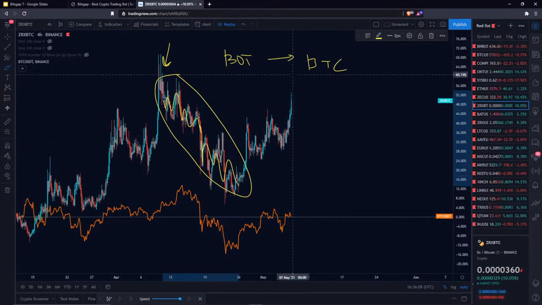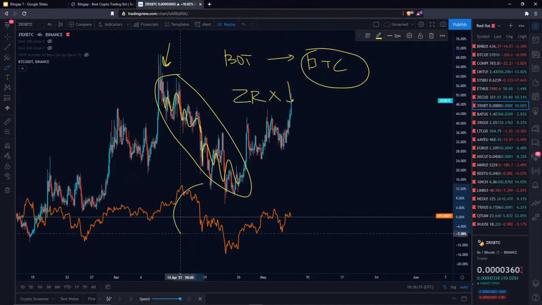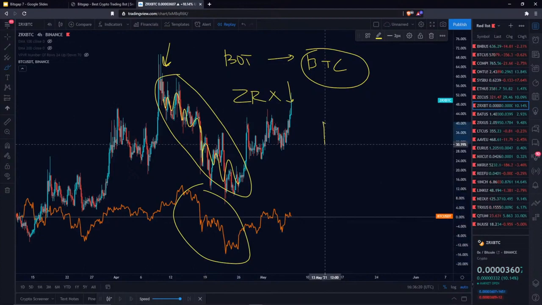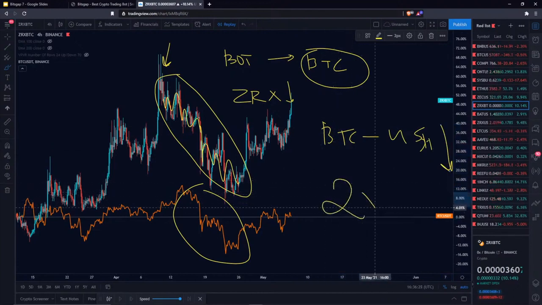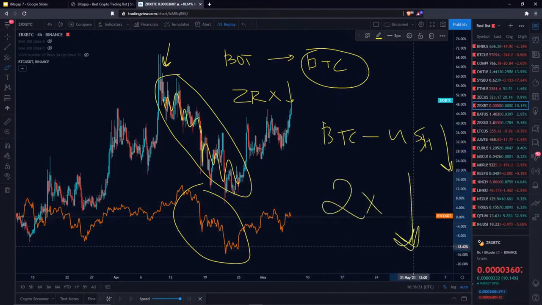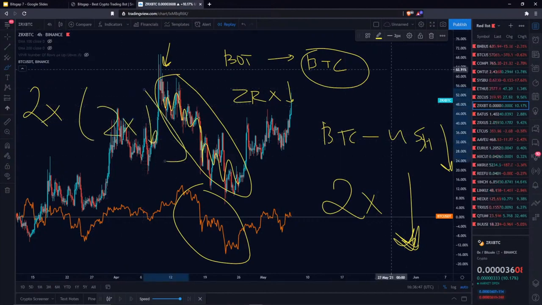But the thing is that we made returns in Bitcoin, but unfortunately the value of 0x has depreciated, and also you see during this period the value of Bitcoin relative to USDT has depreciated. So in that case we had a double risk exposure, which is something we don't want to have. But that is something that we need to take into account when trading these high yield strategies: in order to make 2x, you take 2x of the risk as well.